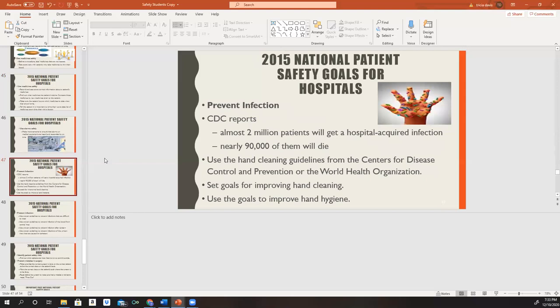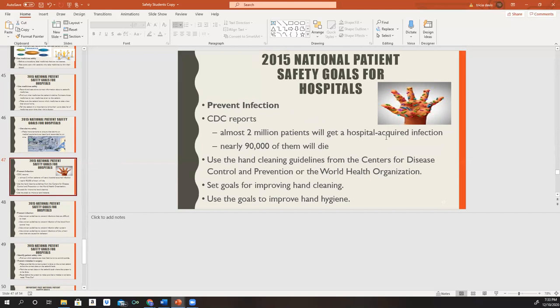More patient safety goals. Prevent infection. So the CDC reports that almost 2 million patients will get a hospital-acquired infection. Nearly 90,000 of them will die. Those are huge numbers. And it's preventable.